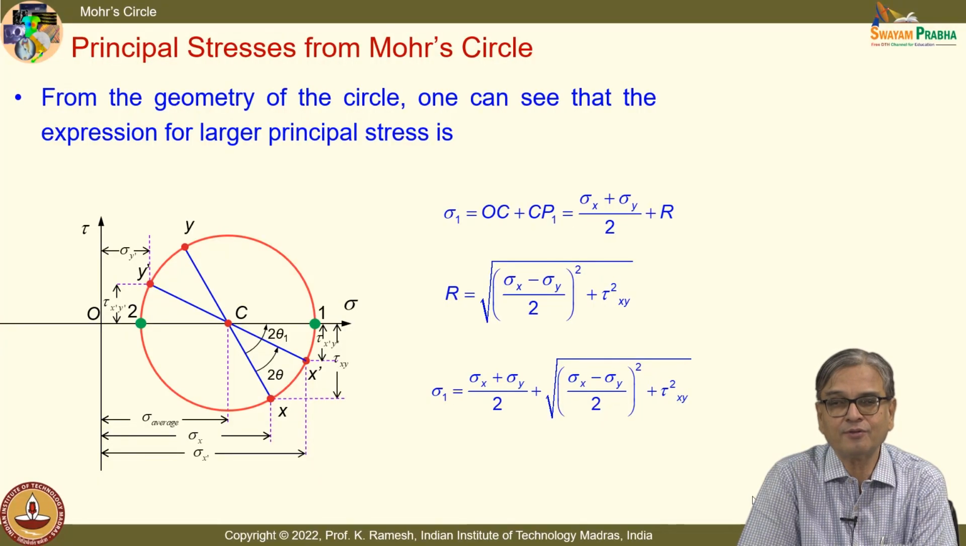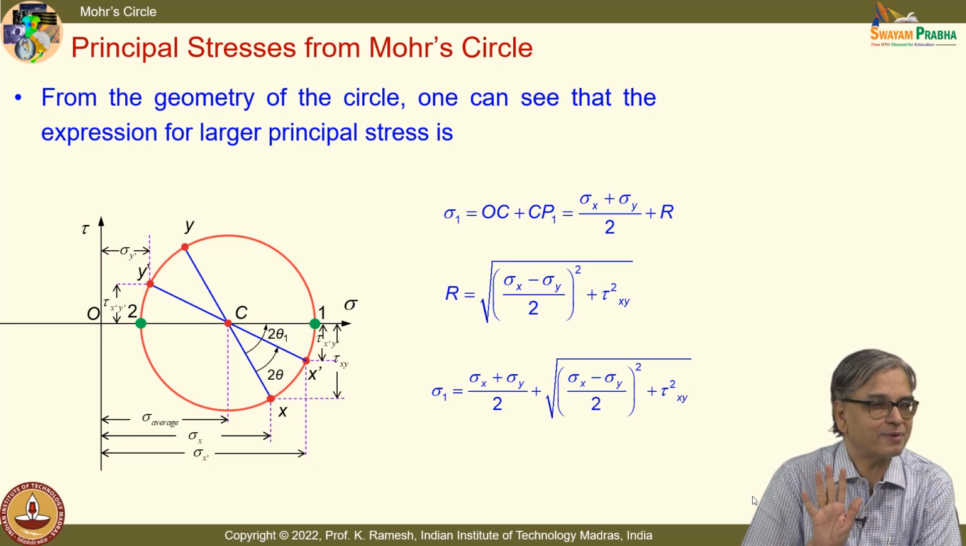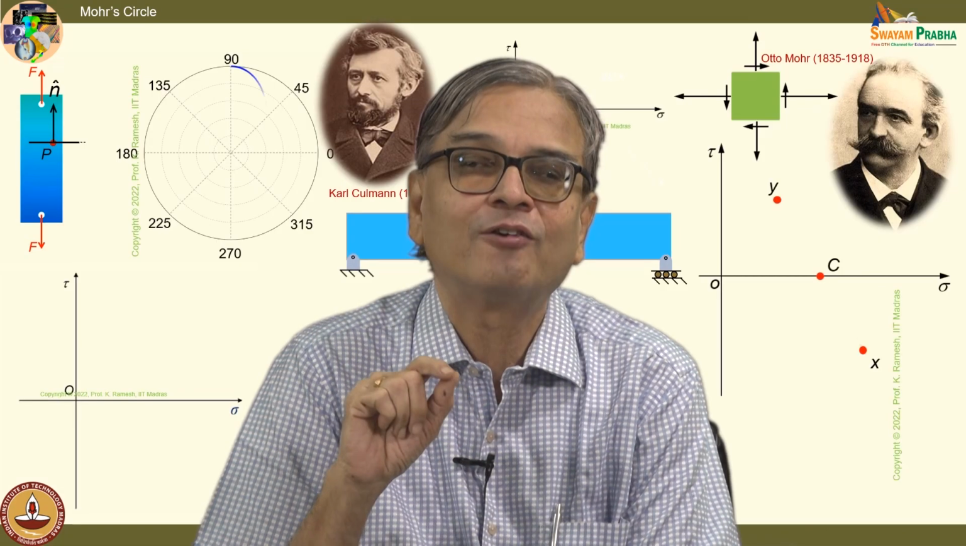What is tan 2 theta 1? It is very simple, I say. 2 tau xy divided by sigma x minus sigma y. Fine. Okay, let me ask one thing.